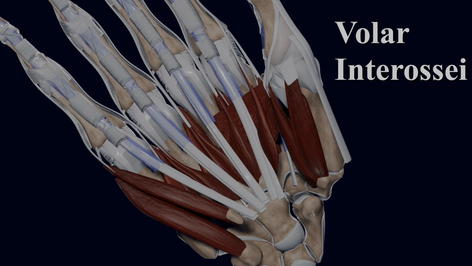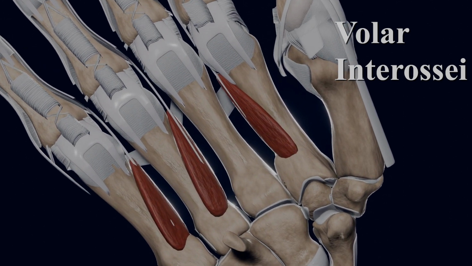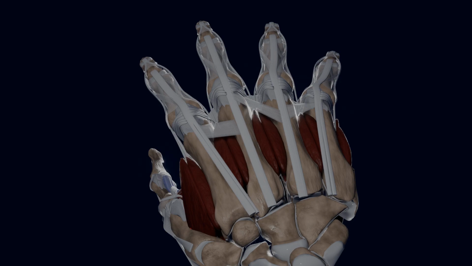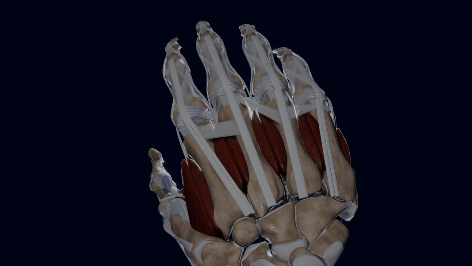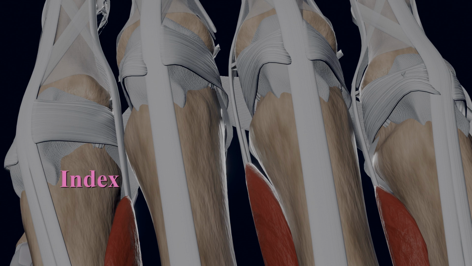The volar interosseous muscles are unipinnate. They are 3 in number. They originate from the same digit metacarpal as their insertion. They adduct towards the long finger midline and are found on each metacarpal except the long. The index volar interosseous has an ulnar insertion, while the ring and small finger volar interossei have radial insertions.